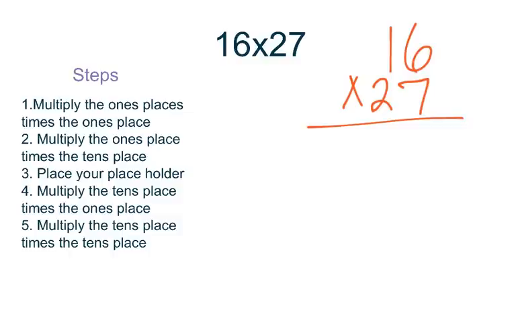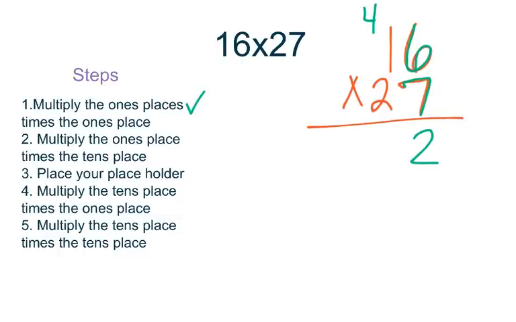Now I'm going to start by multiplying my ones place times my ones place. That's what step number 1 tells me to do. So I'm going to multiply 7 times 6. 7 times 6 is going to give me 42. I'm going to put my 2 down and carry my tens, so carry my 4.